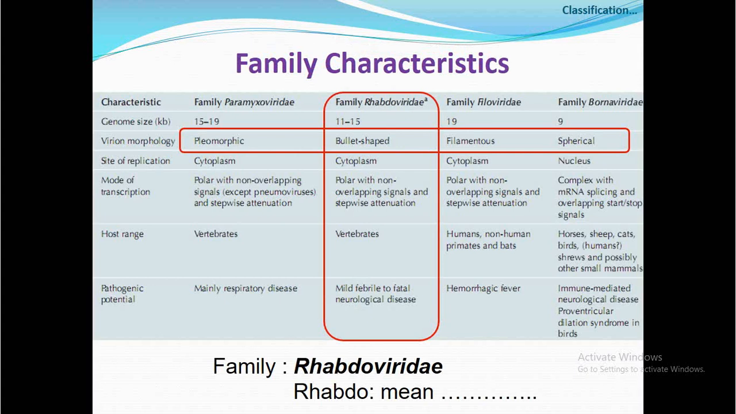Now in general, if you compare the characteristics of all these four families, the important characteristic is the virion morphology. Paramyxoviridae is pleomorphic, meaning there is no defined shape. Second, viruses under the Rhabdoviridae family have a characteristic bullet shape. Bullet shape is an important characteristic of rhabdoviruses and may be asked in your exam. The word Filo itself tells that it is filamentous, or thread-like, which is characteristic of Filoviridae, and Borna has a characteristic spherical shape, or you can say icosahedral shape. These are the various characteristics of family Rhabdoviridae, and we will study each characteristic in detail in the coming slides.